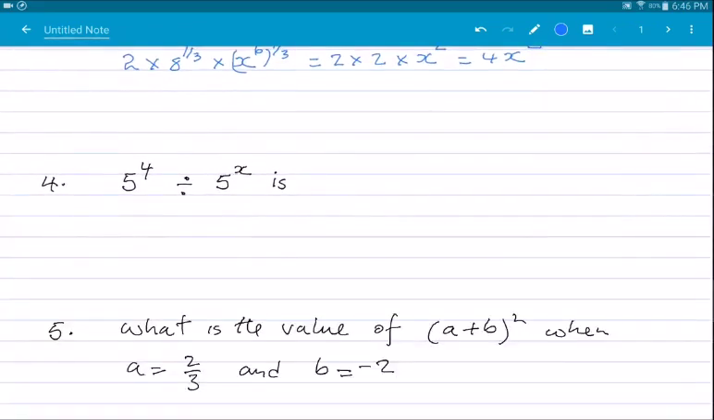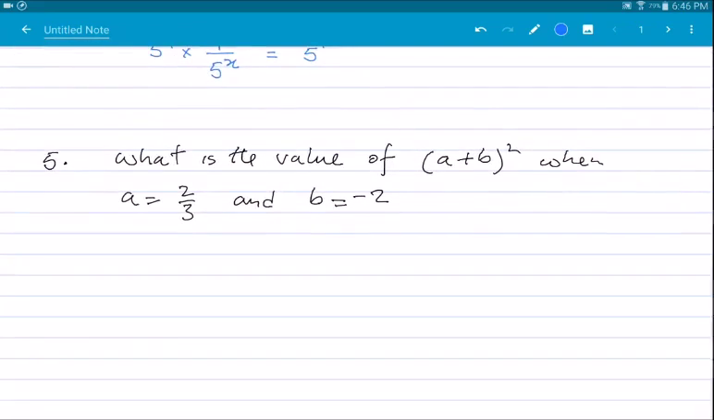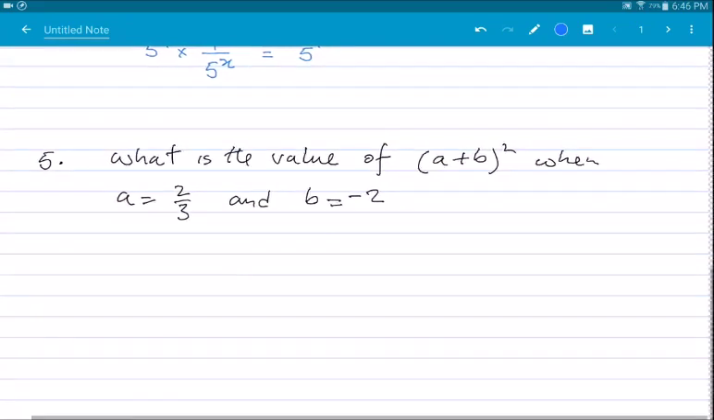Question 4. 5 to the 4th divided by 5 to the power x. We can write this as 5 to the 4th times 1 over 5 to the power x. And then we use the rule for division. This is 5 to the 4 minus x. And we can't simplify that any further. And that's our answer.